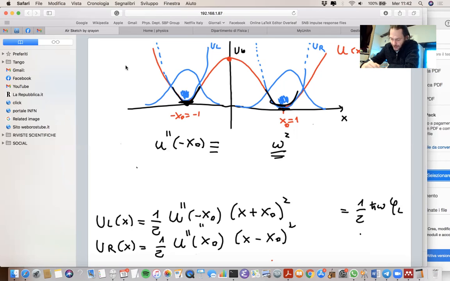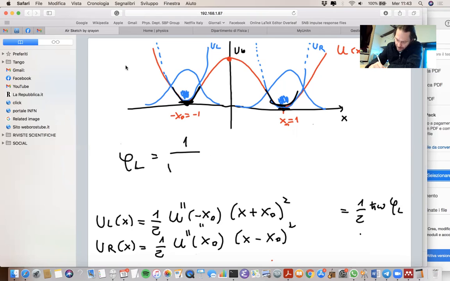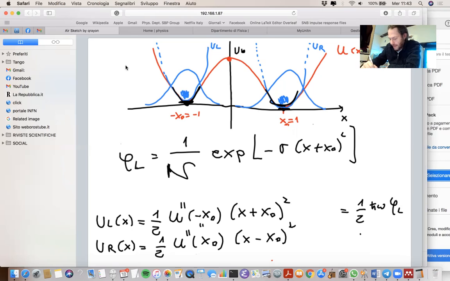So what is psi left? Psi left is my Gaussian with the proper normalization, and the exponent of minus (x plus x naught) squared over sigma, where this sigma is not any sigma, it is the sigma that we calculated by solving for the ground state. So it's a function of h bar, m, and omega. And if you look back in your notes, you'll be able to trace what this coefficient actually is, right?